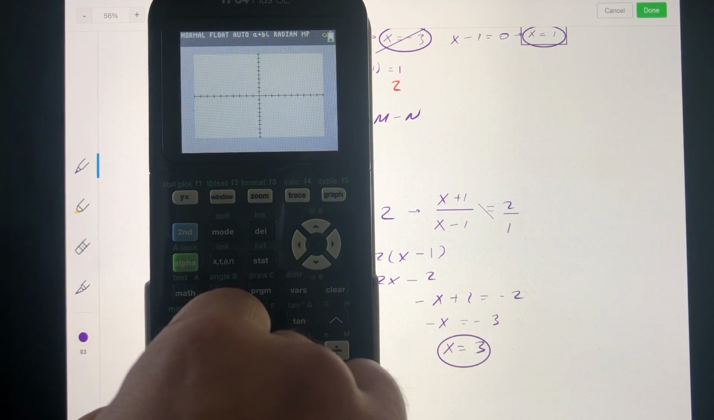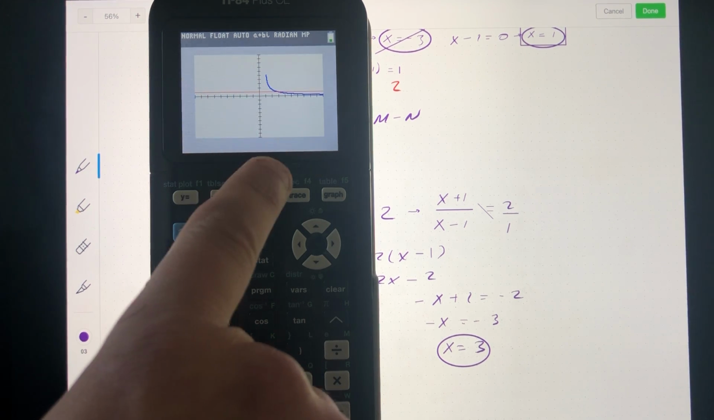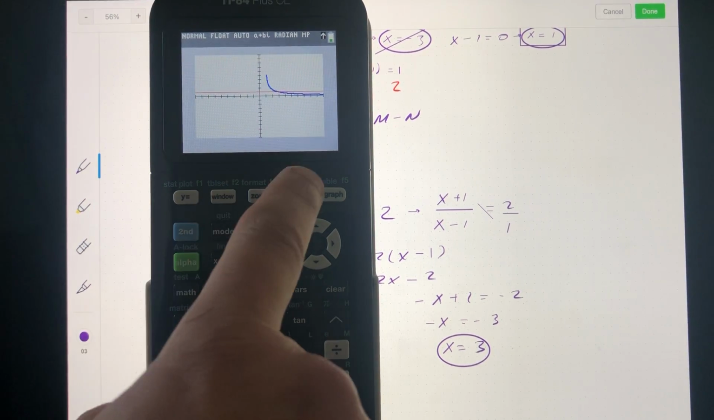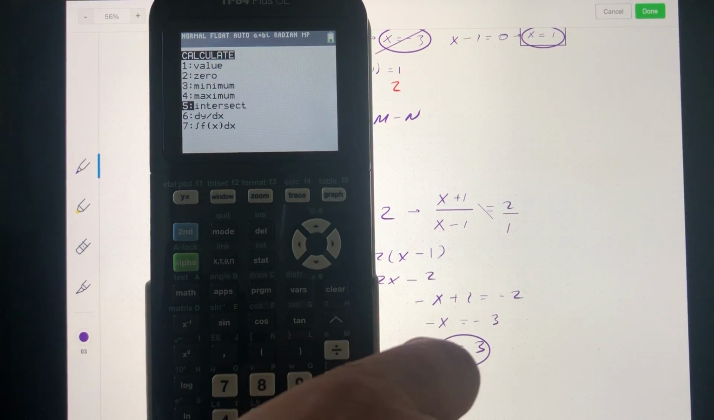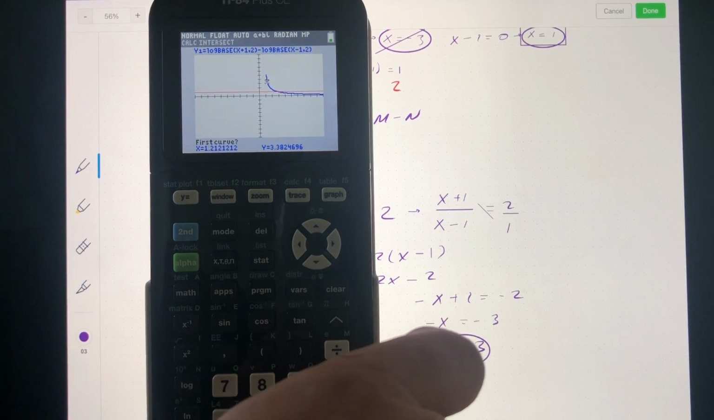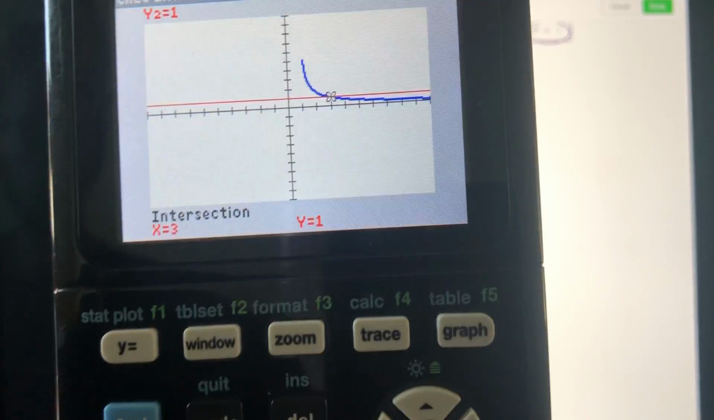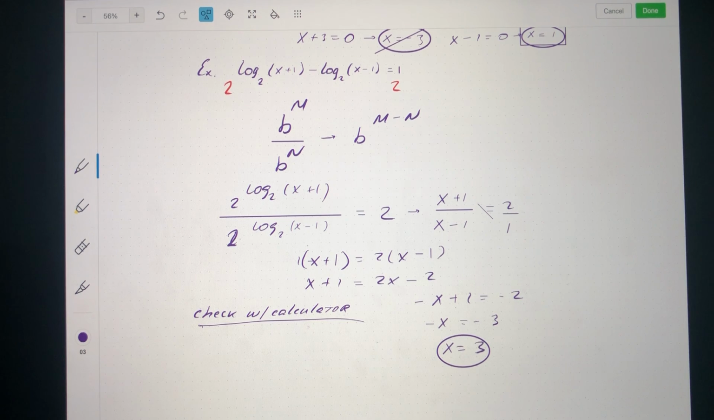So let's see where the two graphs cross. First is the logarithm, and then the 1. And we can see there is only one answer, the place where they cross. Let's find it. Second, calculate, go to intersect, and then we need to see the cursor. First curve, yes, second curve, yes, guess, yes. And the answer is 3, just like we thought it would be. So this is how to check the work with a calculator. And that's all for using exponentiation as opposed to other methods.